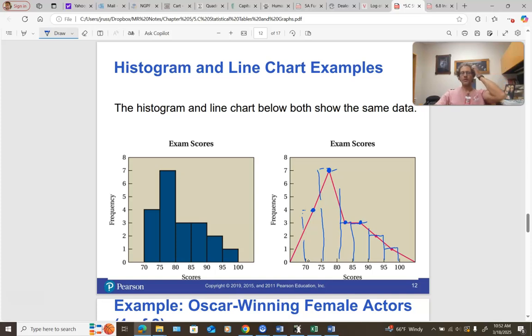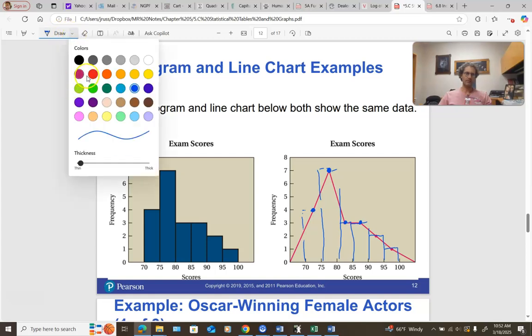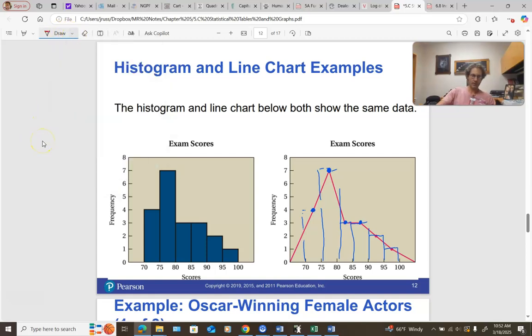So to come up with a line chart, you could think about starting first with your histogram. Get a different color here. Let me put a point at the top of each of these bars, right in the center of the width of the bin. Okay. And then when you do that, you connect these with straight lines. And that's how you create a line chart. And that's what they've done on the right here.